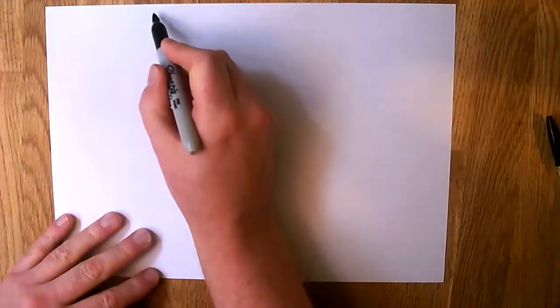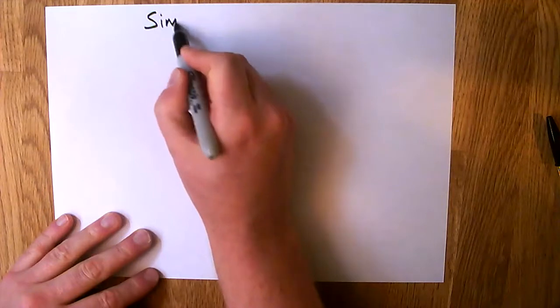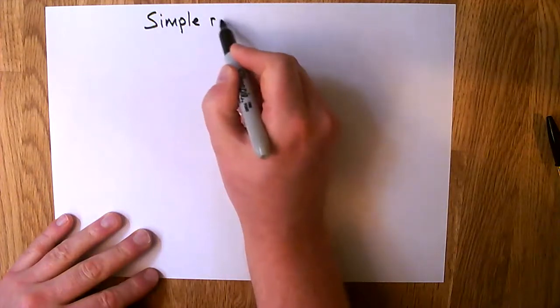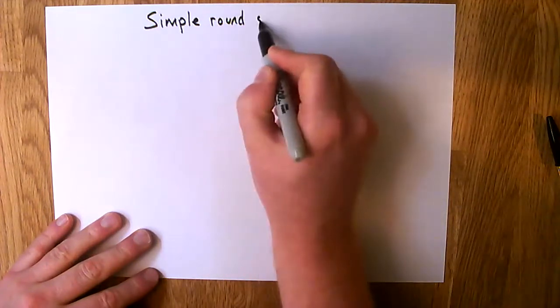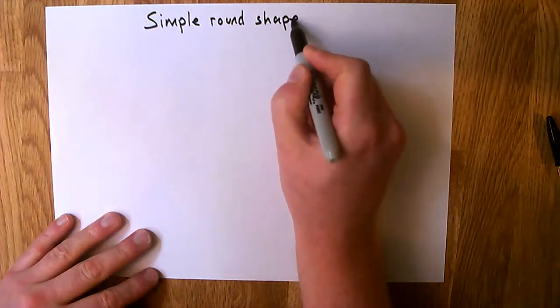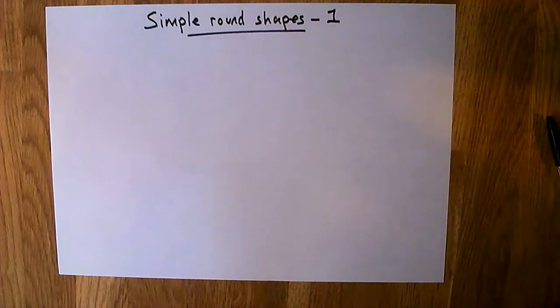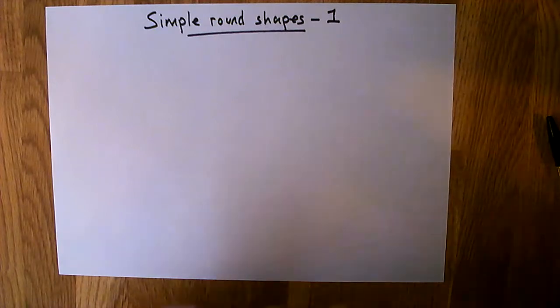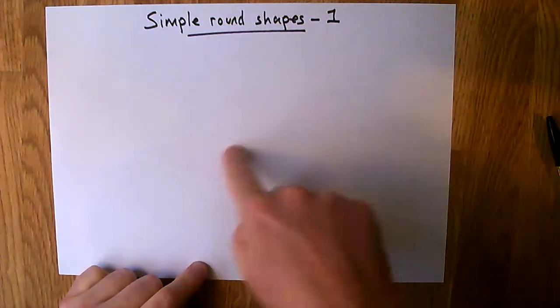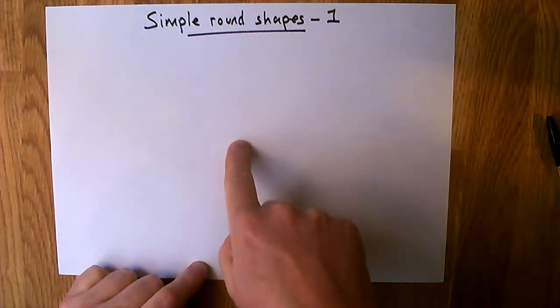I want to continue that, and I want to introduce you to some simple round shapes. And we'll call this lesson 1 because there will be a lesson 2 after this as well. So by a simple round shape, what I mean is a shape which only curves in one direction. Cylinders and cones and things like that, where the curvature is only happening in one direction, is what I would class as a simple round shape.